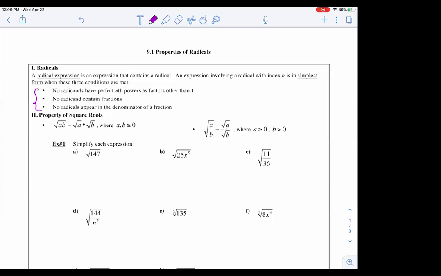Okay, so tell me, what are these radicals? An expression that contains a radical. What is radical? What does that radical mean? A root. Correct. This symbol is the radical. It could be cube root, it could be fourth root. So basically this symbol, all these roots are called radicals, okay?